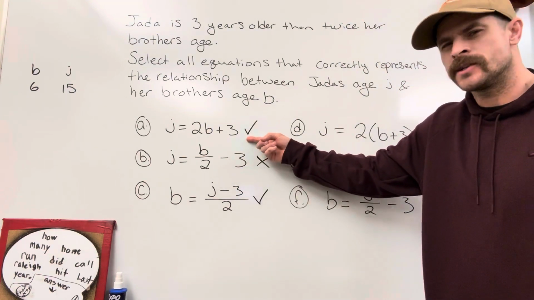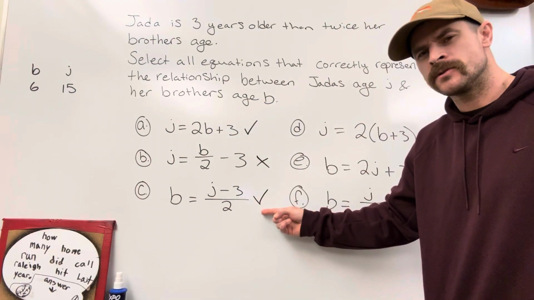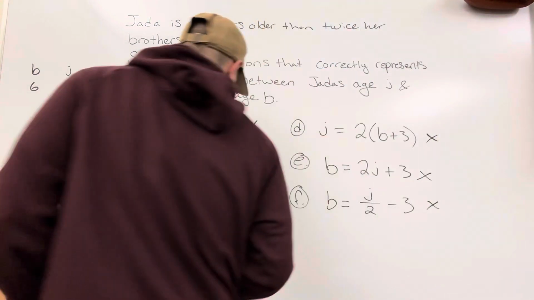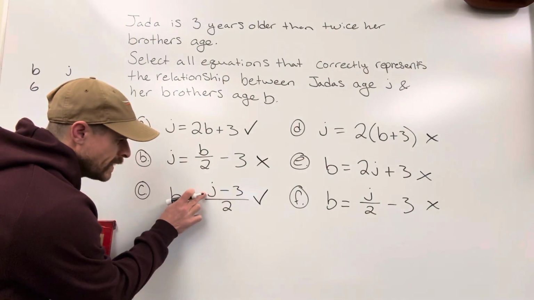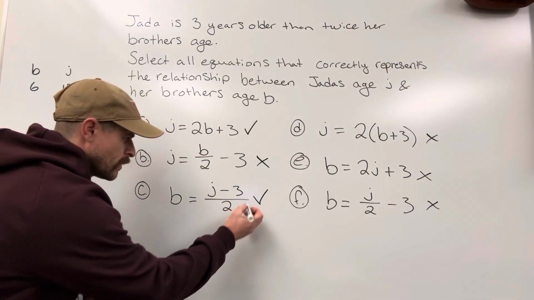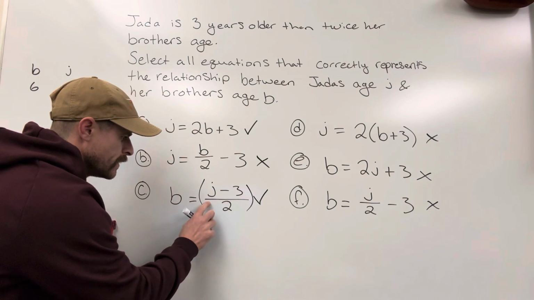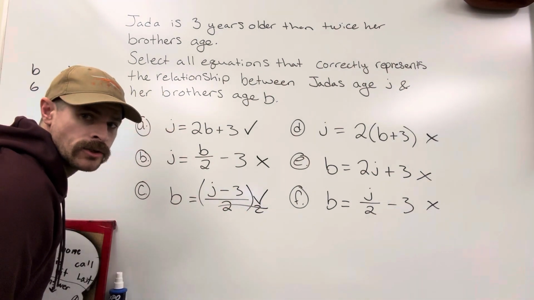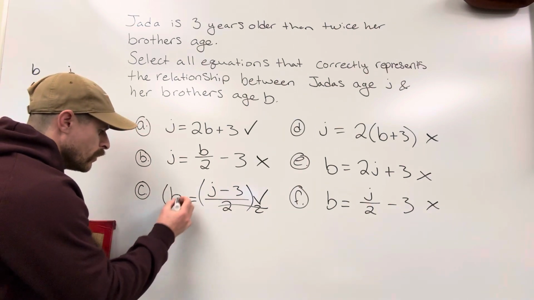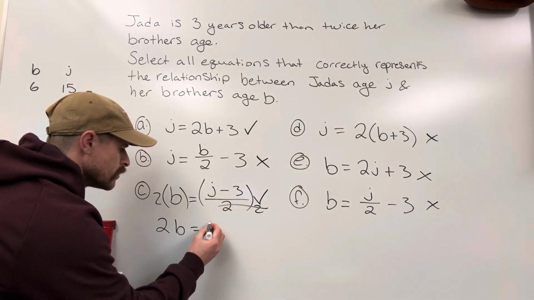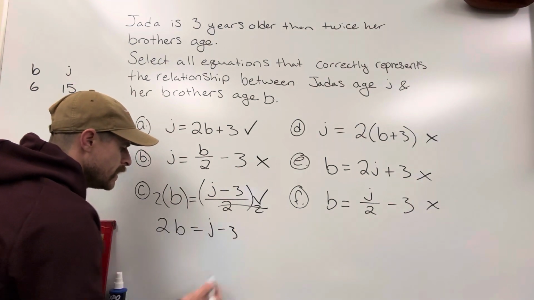This one stood out right away. This one, you don't see it quite as easy. Let's find out why C also works. Okay, if I took C and I can get J isolated like it is up here, let's see what happens. So we're going to get rid of the 2. It's divided by 2, so we're going to get rid of that by multiplying by 2, inverse operation. Multiply the other side by 2. It leaves you with 2B equals J minus 3.